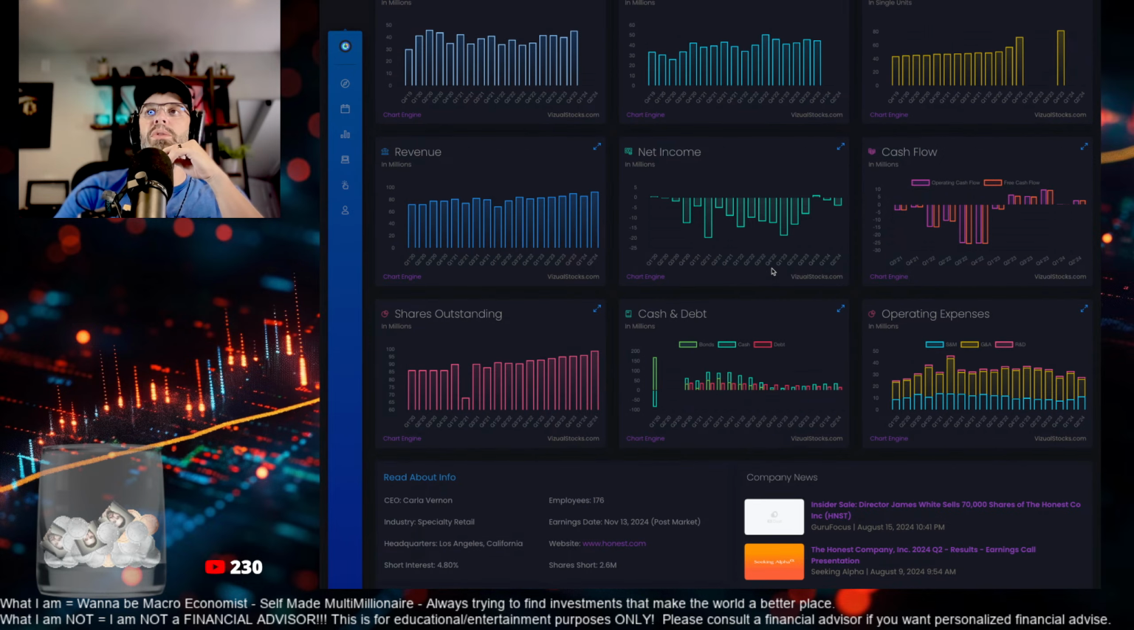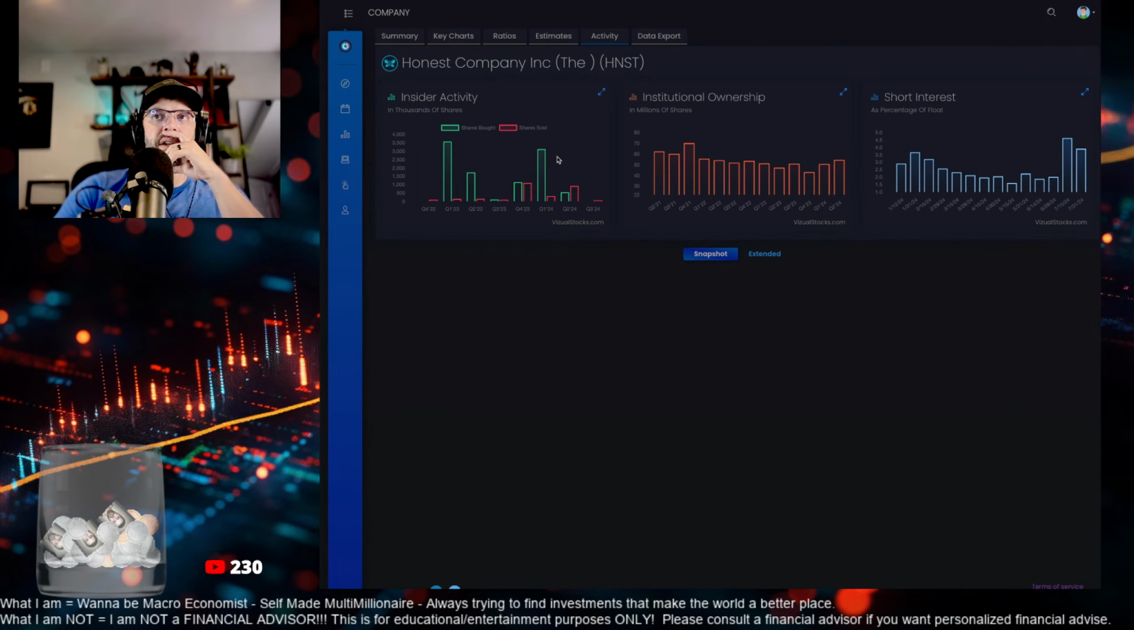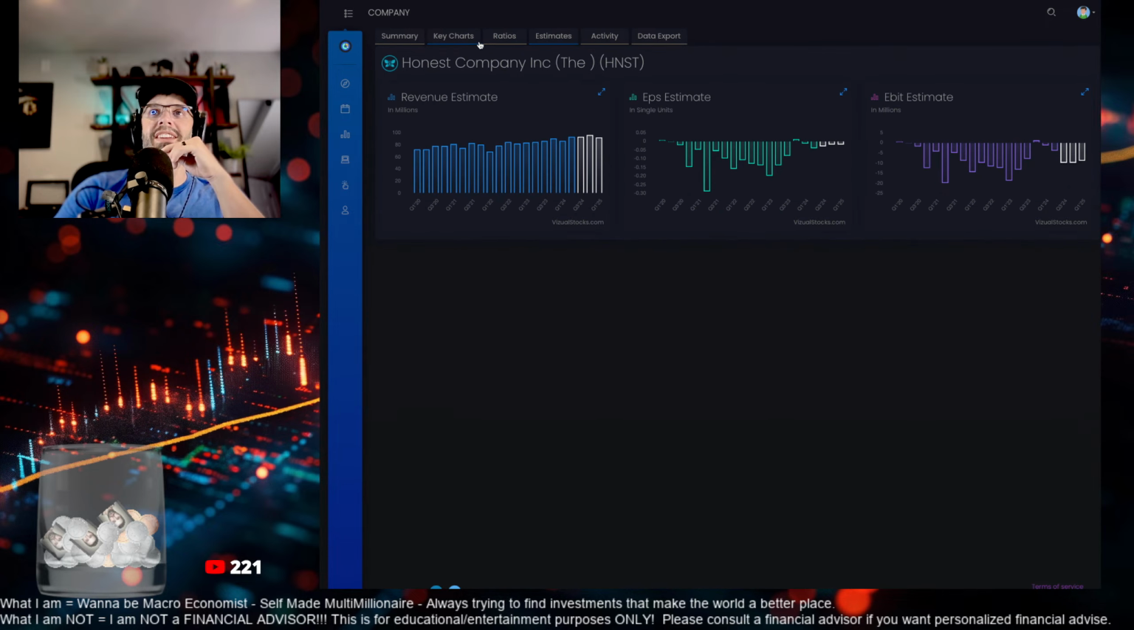So it looks like the revenue's going up. Net income is still negative most of the time. Cash flow's flat. They're diluting a lot of shares. It doesn't look positive, honestly, unless there's stuff going on behind the scenes. They bought back tiny amounts here. Short interest started to spike recently. That's interesting. Institutional ownership was waning for quarters and quarters, and their estimates don't look a lot better.